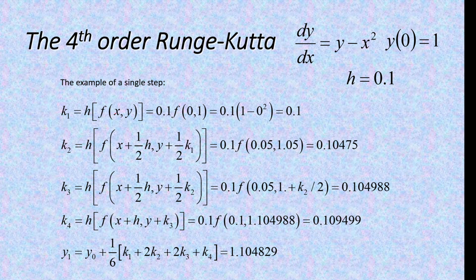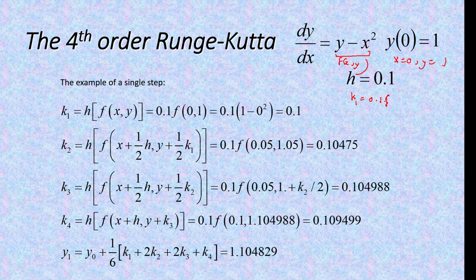K1 is h times f(x,y), which is here. This is your f(x,y). Initially you have x equals 0, y equals 1. So you plug in x is 0, y is 1 into here, and you get 0.1.